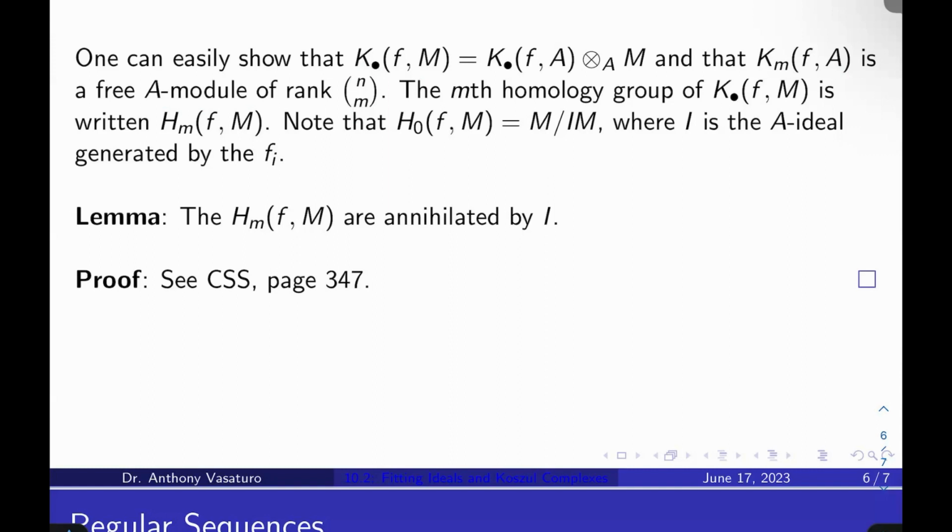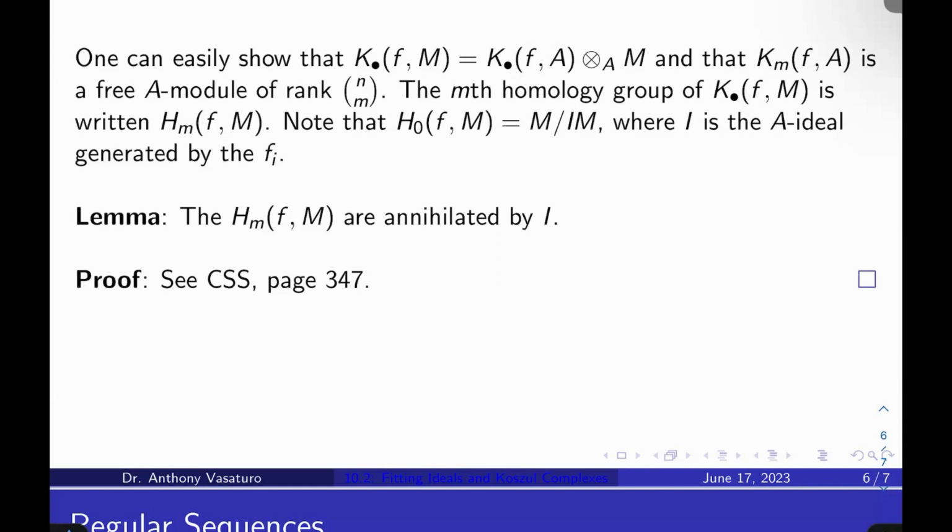Also, we have a complex, so we can talk about homology. The mth homology group of K sub dot of F on M is written H sub m of F on M. For example, H sub 0 of F on M, the 0th homology group, is just M mod IM. This shouldn't surprise you if you've worked a lot with homology before. The 0th group is usually some simple thing like this. What is I here? It's just the A ideal generated by the F_i's, where the F_i's were the coordinates of F, if you remember.